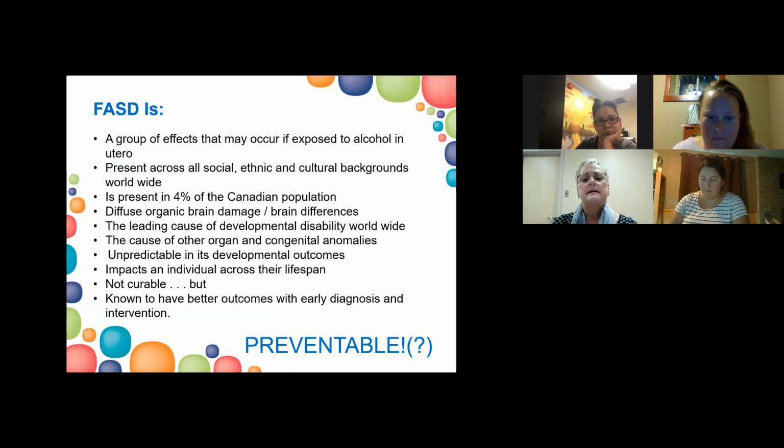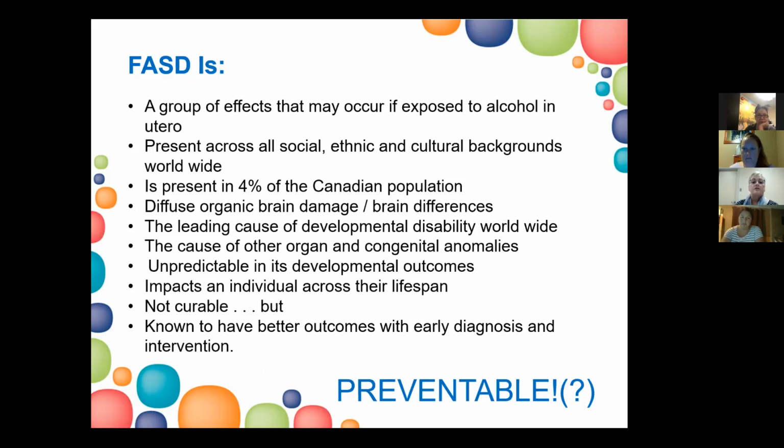So just very briefly, maybe a recap for a lot of people on the format. What is FASD? FASD, of course, is a group of effects that occurs when a fetus is exposed to alcohol in utero. It's present across all social, ethnic, cultural backgrounds. It's present worldwide. Most recent statistics say that in Canada, it's present in about 4% of the population, and that could be lower or higher in some regions. FASD is diffuse organic brain damage or brain differences, which we'll talk about a little bit later. And it's the leading cause of developmental disability or intellectual disability worldwide.